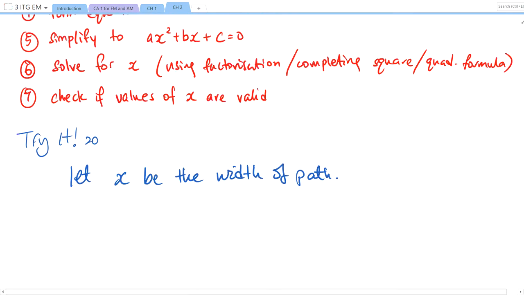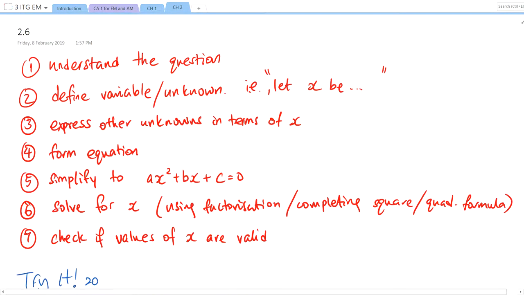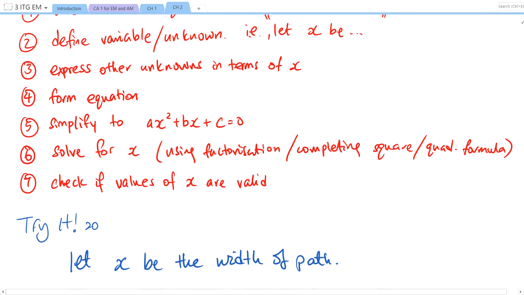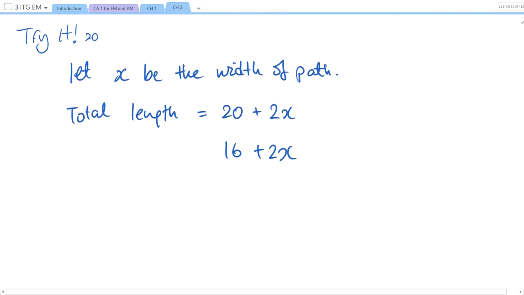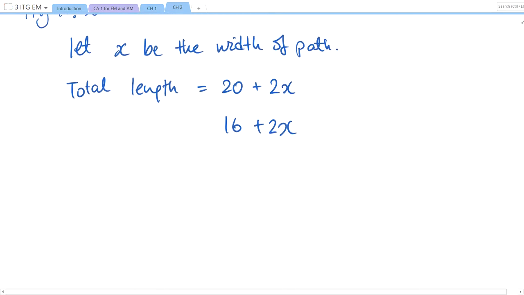Let x be something. Let's see, what's step number 2? Oh, define. Oh, I understood the question already. I've defined the variable. Now let's express other unknowns in terms of x. Okay. So we were saying that total length equals to 20 plus 2x. Then we also have 16 plus 2x. Then next, you are saying area. So 20 plus 2x multiplied by 16 plus 2x.